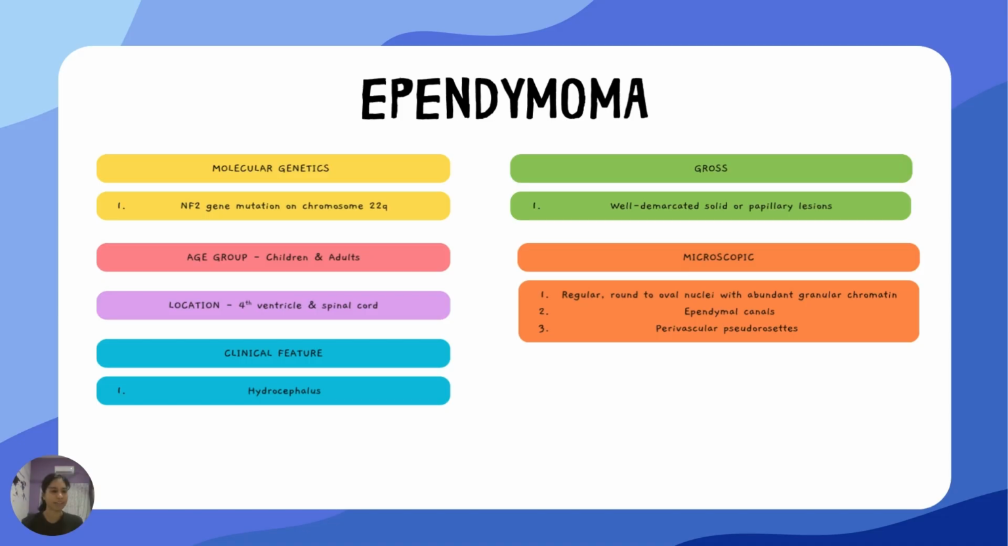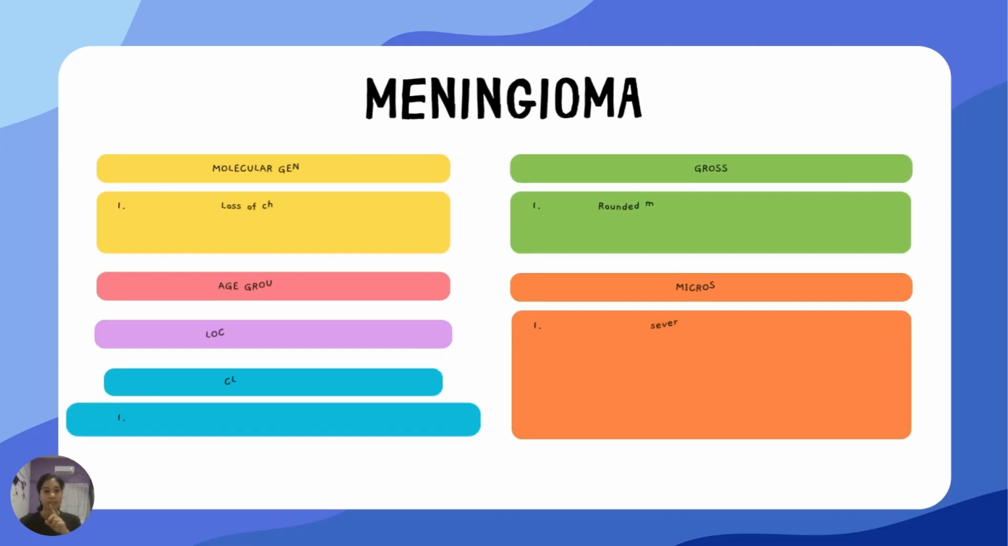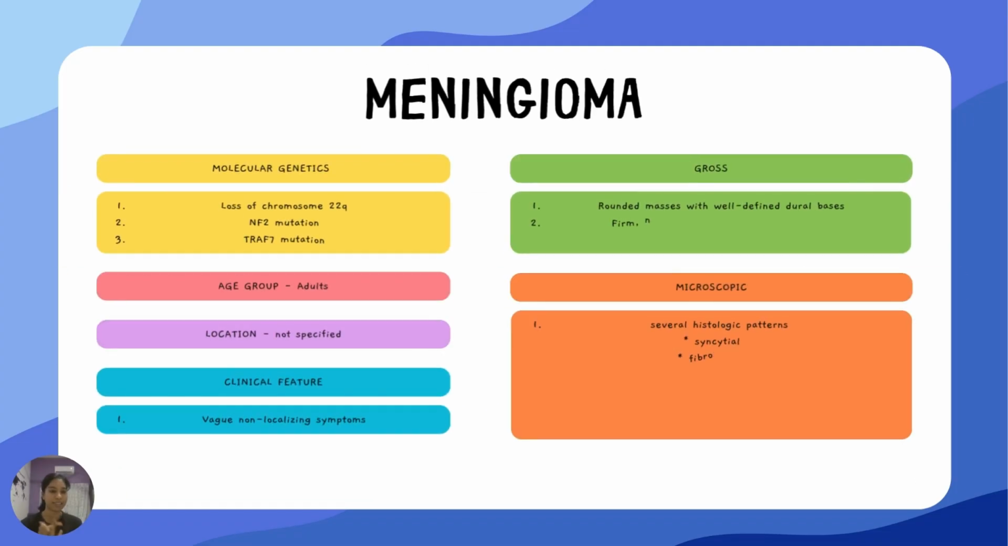Next, we have non-glial cell carcinomas. As I said, there are only two things that we are going to learn in this video. The first one is meningioma. As I said, molecular genetics is very important, and the molecular genetics involved here is the loss of chromosome 22q, and then you have NF2 mutation and also TRAF7 mutation. The age group commonly affected with meningioma is adults. And the location, for meningioma, is everywhere in your brain. It's not specified.